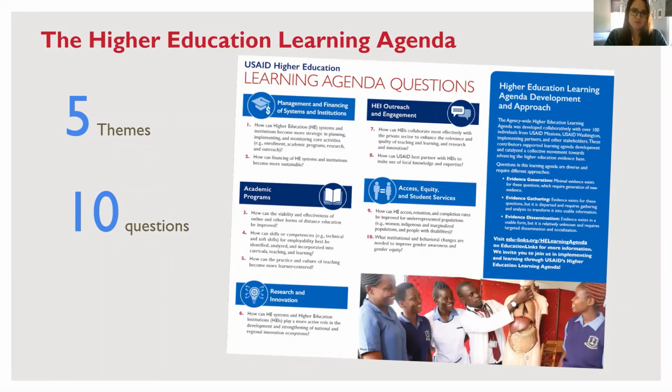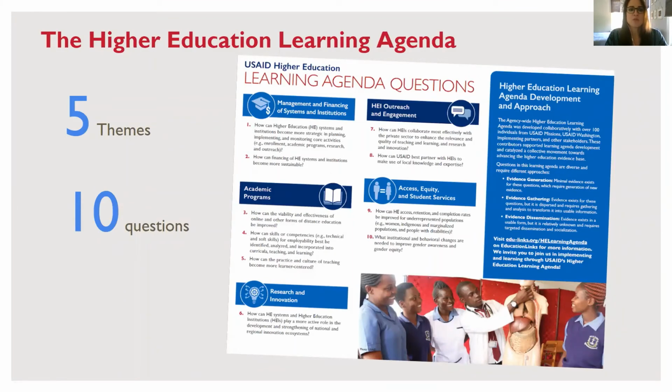So for those of you unfamiliar with learning agendas, they are sets of questions that address critical knowledge gaps. And the USAID Higher Education Learning Agenda is an agency-wide learning agenda that cuts across technical areas and operating units to address questions of importance to higher education programming broadly. The learning agenda comprises a collection of 10 prioritized learning questions across 5 themes.